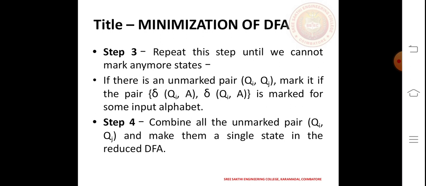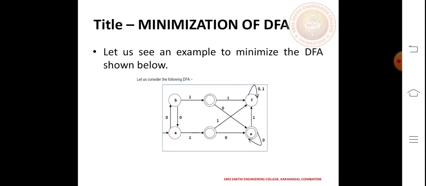If there is any unmarked pair Qi and Qj, mark it if the transition of Qi on an input A and the transition of Qj on the same input A form a pair that is already marked. Step 4: combine all the unmarked pairs Qi and Qj and make them a single state in the reduced DFA. Let's see an example for the minimization of DFA.